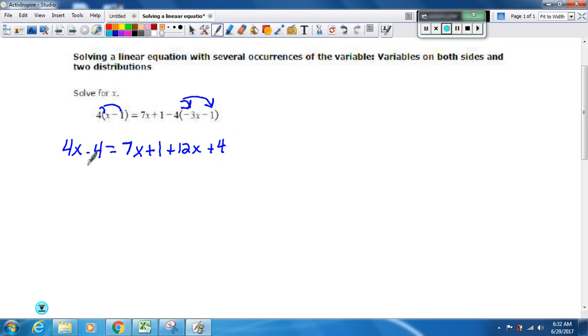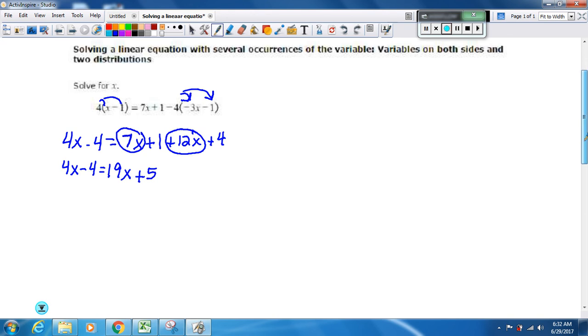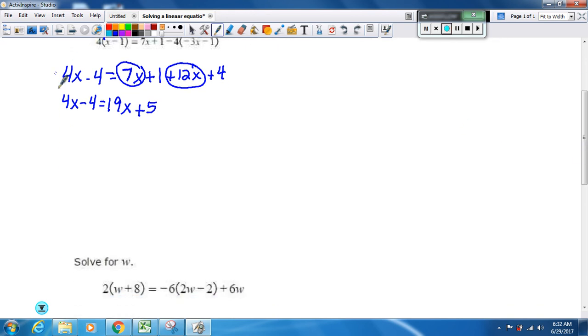Okay, so now I'm going to combine like terms. 4x minus 4. There's nothing in front of the equal sign that we can put together, but after the equal sign, we can put the 7x plus 12x together because they're both x's. So 7 plus 12 is 19x. And I also know that 1 plus 4 is a positive 5, so I can put those together.